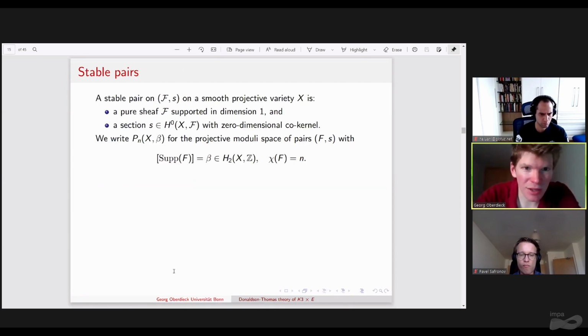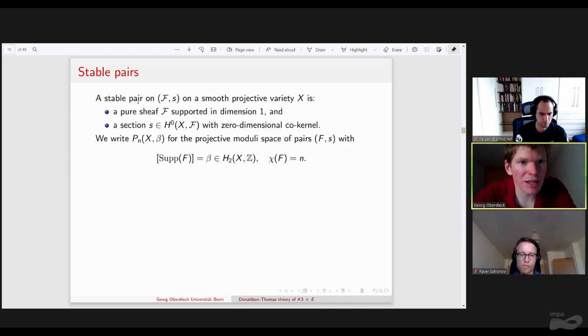Okay, so I want to go to K3 cross elliptic curve and there to Donaldson-Thomas. But in some sense, it's more natural to still stay on the K3 surface side and look at what are called stable pair invariants, or Pandharipande-Thomas invariants. Let me just give you the definition for everybody who's interested.